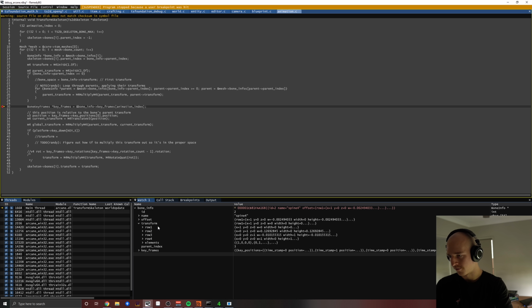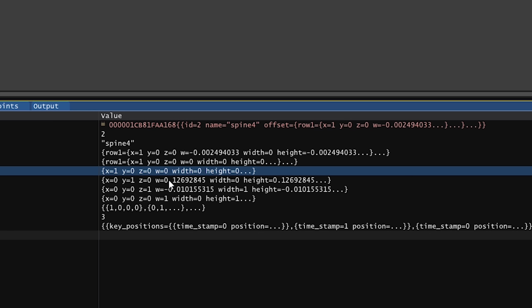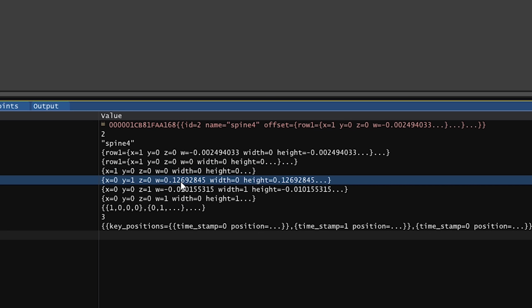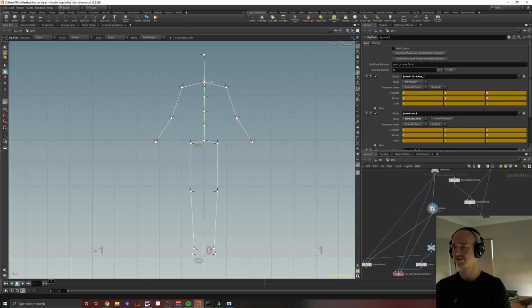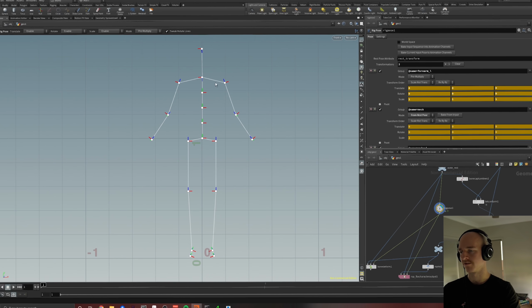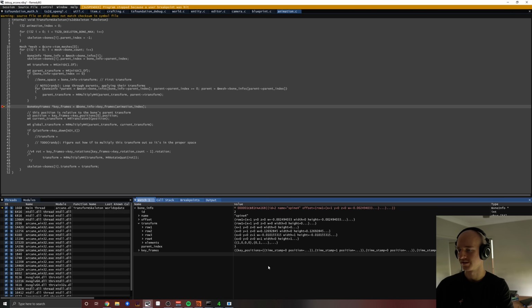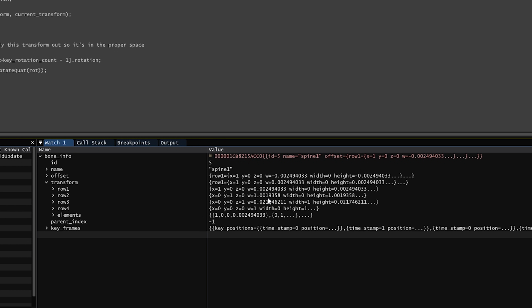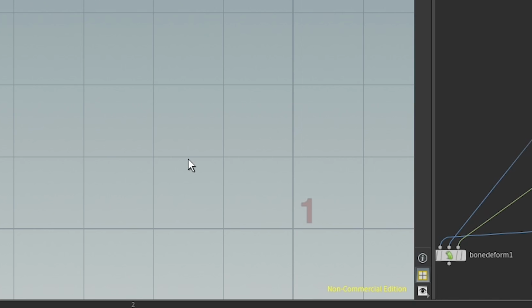Alrighty, so spine 4, we've got the W, X value is 0, Y value is 0.12 as well. These are all going to be 0.12 because I actually subdivided all of these and they look great. It's just this one is completely rotated for some reason. So that's interesting. I'm probably going to have to re-rig this. The root, what do we got? The root is 1, exactly 1.